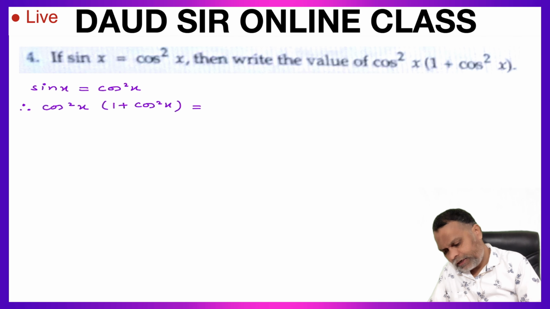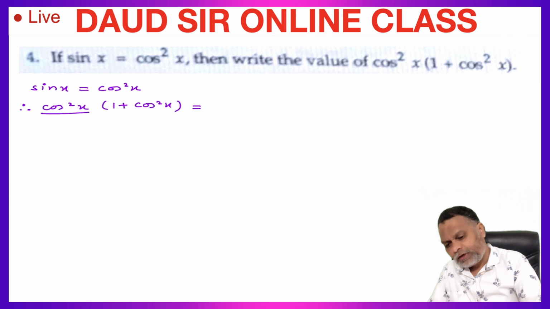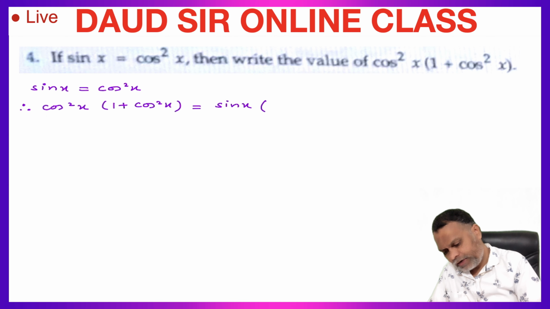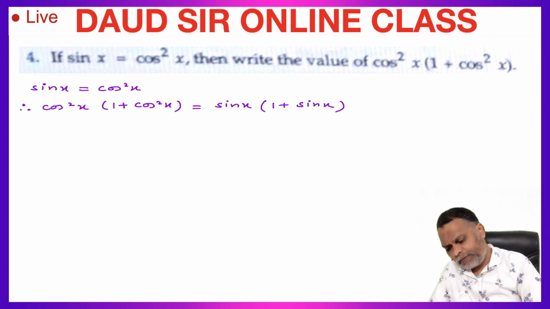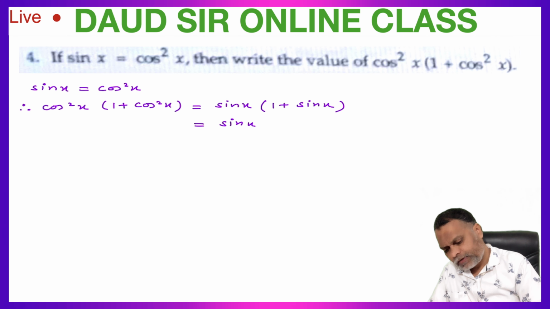So directly we can use this. Cos square x is equal to sine x. So replace this cos square x by sine x into 1 plus again this cos square x by sine x, multiply this sine x into bracket. So sine x plus sine x into sine x, sine square x.